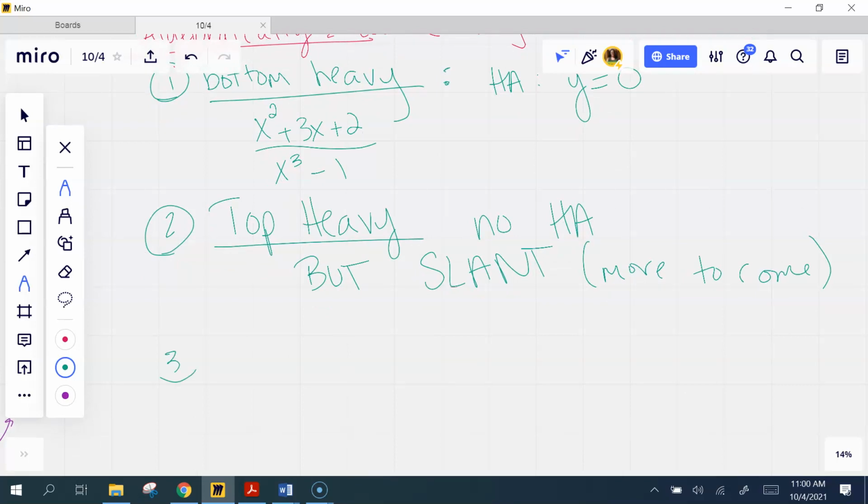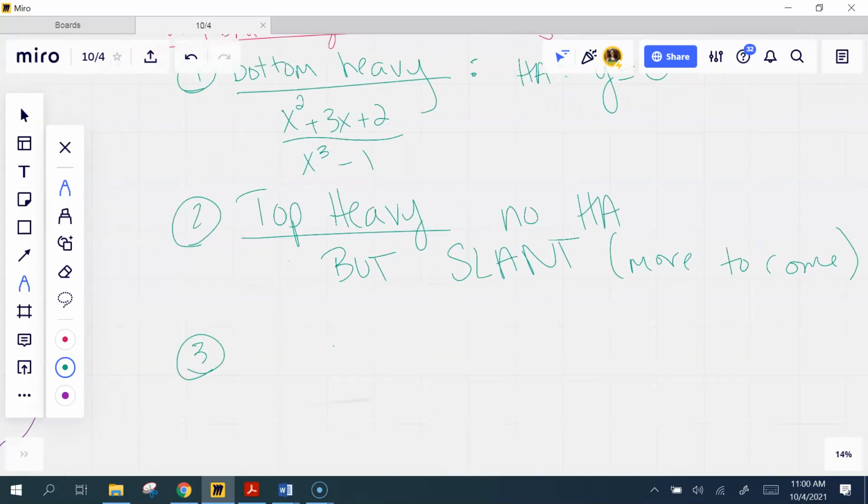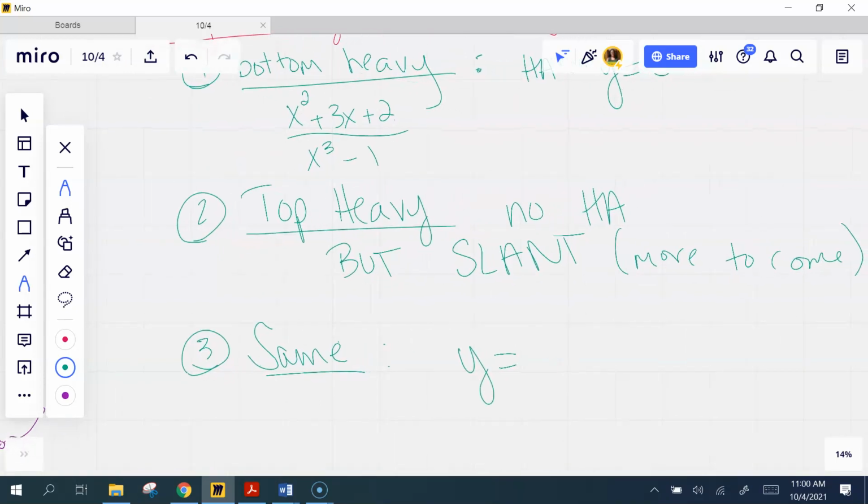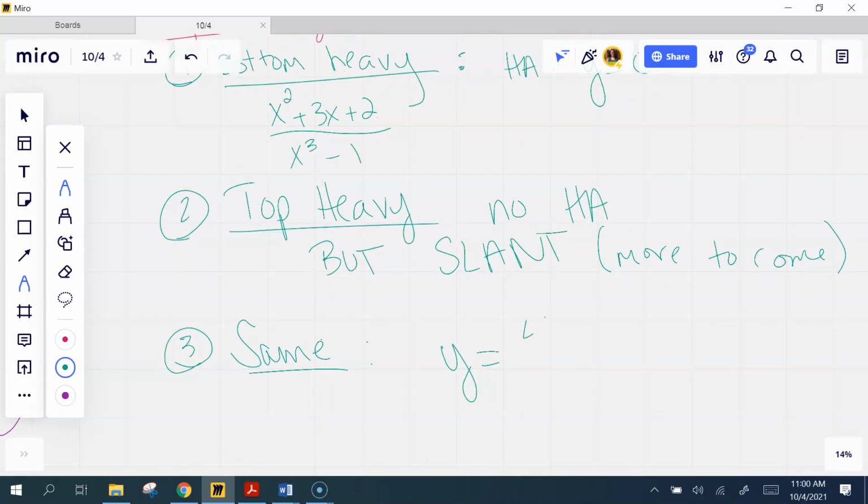And then the third scenario, what do you think it is? I've got bottom heavy, top heavy, equal, if they are the same. If they are the same, then the horizontal asymptote is the leading coefficient of the top divided by the leading coefficient of the bottom.